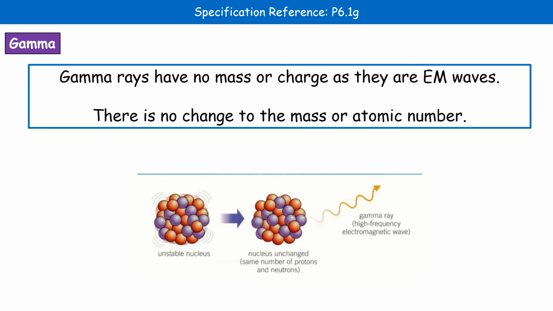Third one, gamma. If you remember what we said earlier, gamma rays have no mass or charge because they are just electromagnetic waves, they are energy. So that means there's no change to the mass or the atomic number. What you start with is what you end with.